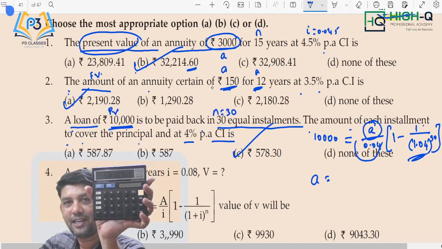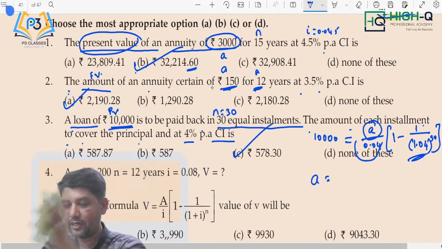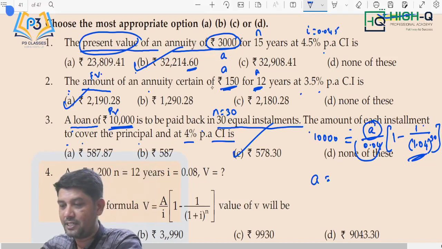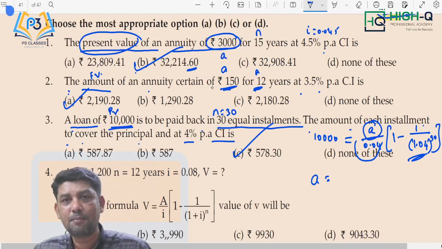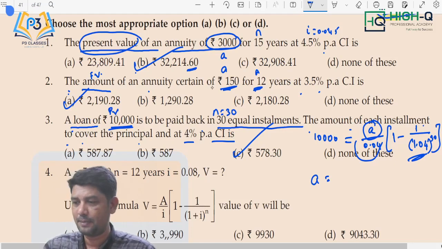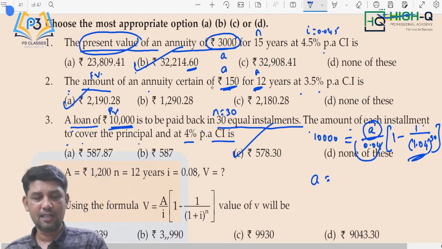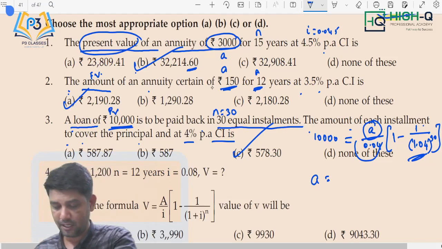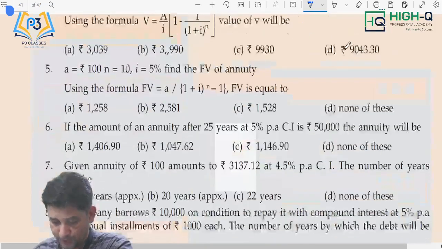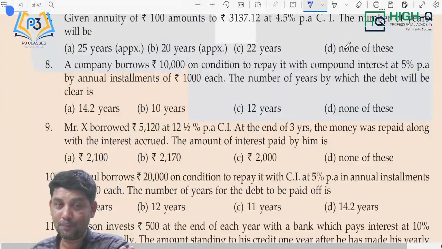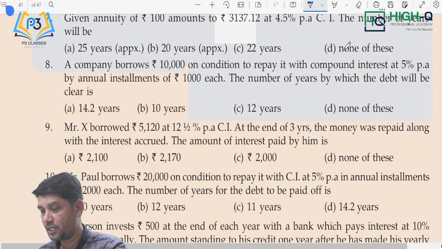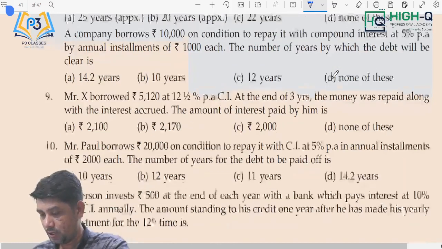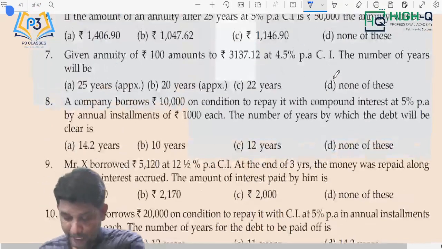578.30. This is the way the legends approach this type of sums, not using one by one, step by step. Where is the time for doing step by step? Just learn the calculator method and do it. Now, don't expect me to do all the problems. In my fast track batch, I may do all the problems. But now I am just giving you the idea about annuity and how to approach. By reading the question, you will come to know.